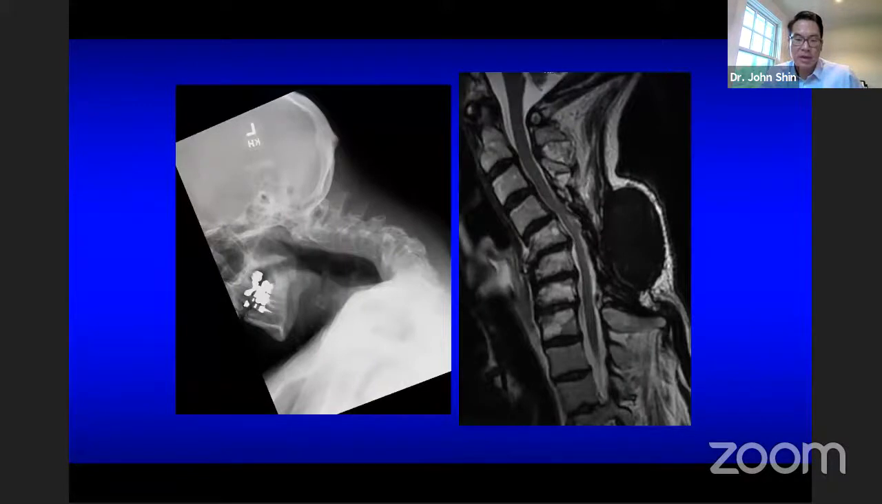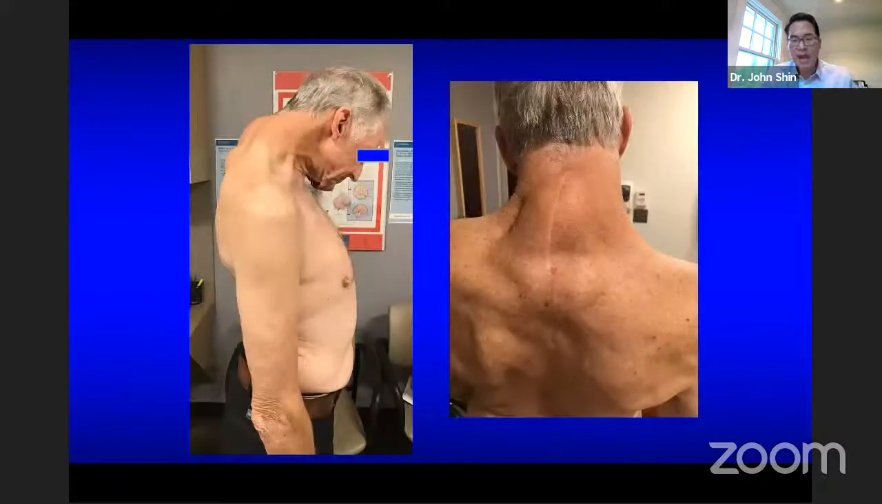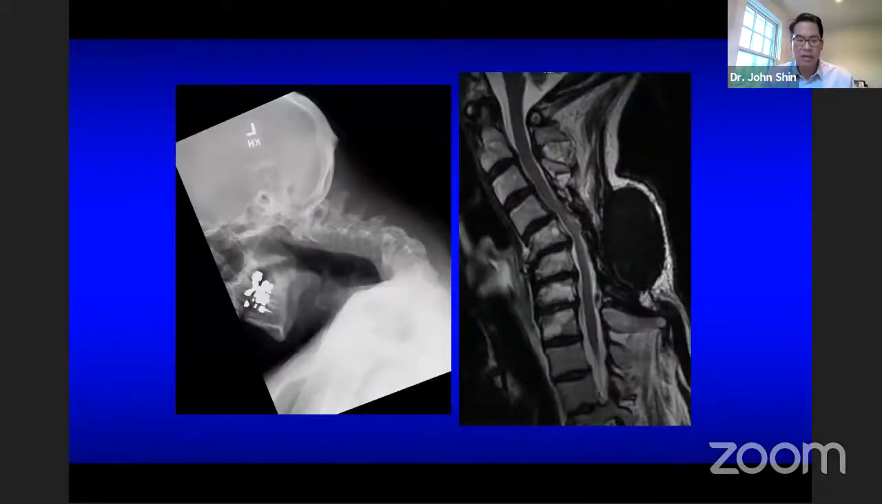And these are his x-rays, right? This is looking at him, but now with see-through vision, what does he look like? You can see here he's got multiple laminectomies, so the posterior spinal elements are gone. You can see the impact on the facet joints. You see the wedging of the vertebral bodies. This is C5, C6, C7.